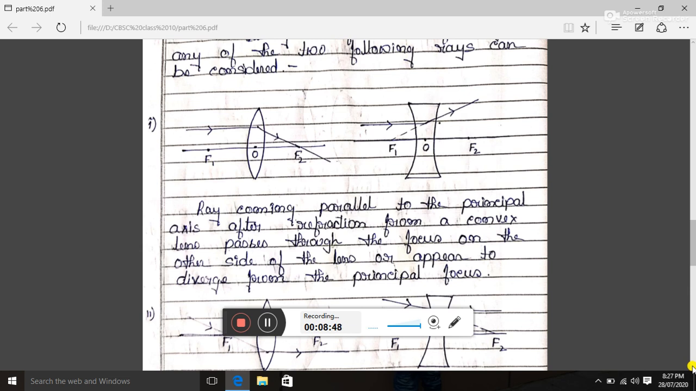So my first rule is, if a ray comes from infinity, suffers refraction, it will pass through the focus on the other side.